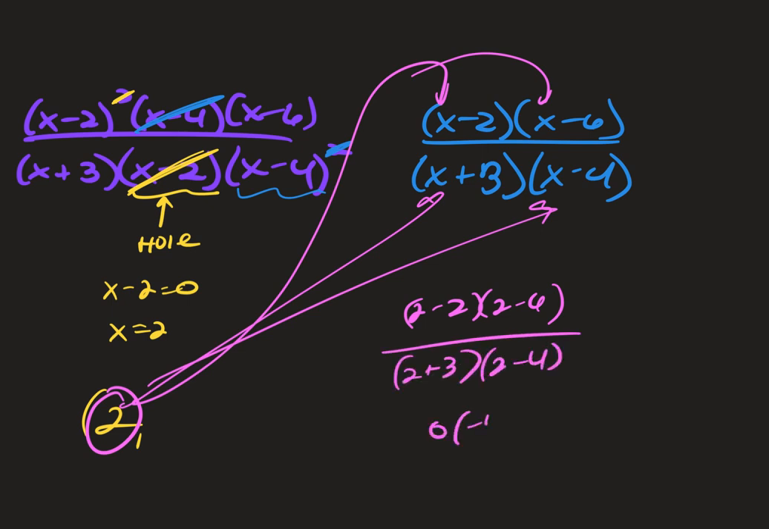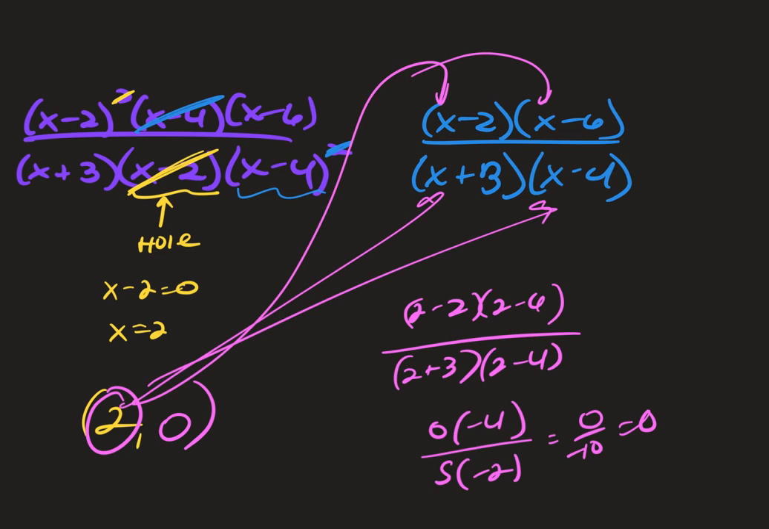And you'd get 0 times negative 4 over 5 times negative 2, 0 over negative 10, which is 0. So that's how I know the coordinate of the hole. The x comes from what you crossed out. The y comes from plugging it in after you simplify. Now let's talk about vertical asymptotes.